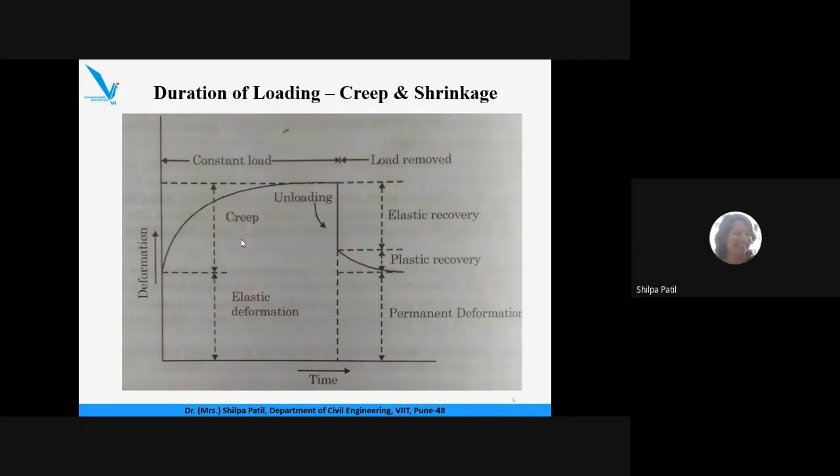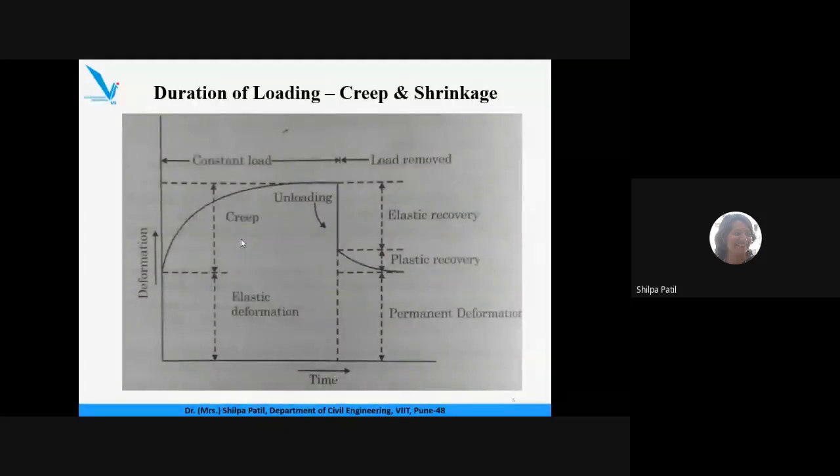When we apply a loading, it will show the deformation. When we remove the loading, it will regain its shape if it is within the elastic limit. If it is in the plastic limit, it will show a deformation, but that deformation will not increase further even if we keep the load constant. So this is a difference between two materials, concrete and steel.